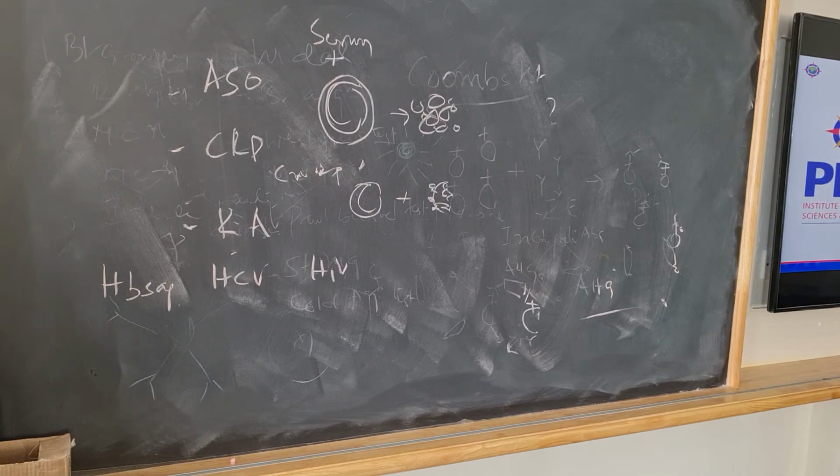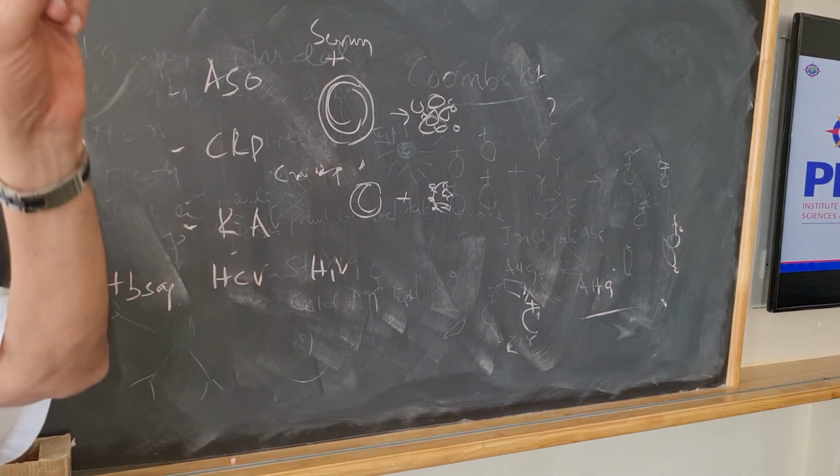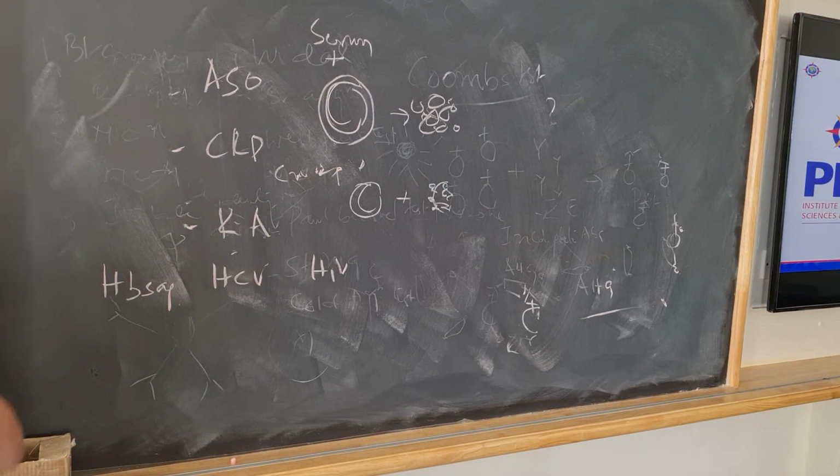Hepatitis B surface antigen. There are two kinds of hepatitis. Actually there are 5 types, but the important ones are 2 types. One is infective hepatitis. The other one is serum hepatitis. Serum hepatitis is very dangerous.